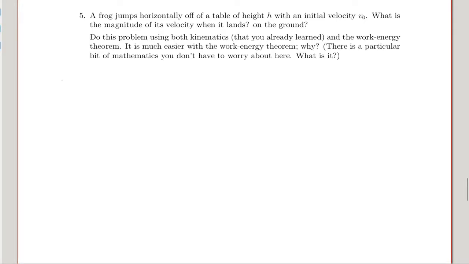So if here is our table, and our friendly frog jumps off of the side of it here, initially moving horizontally at some speed v0, its trajectory will curve down and hit the ground somewhere over here.